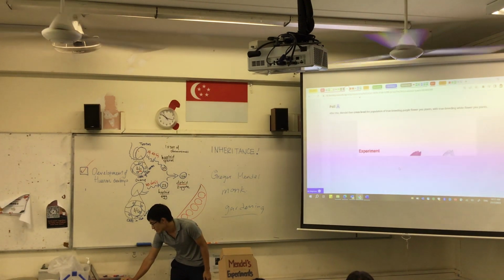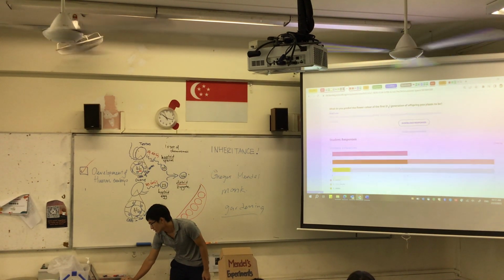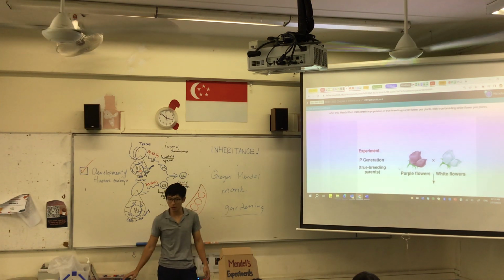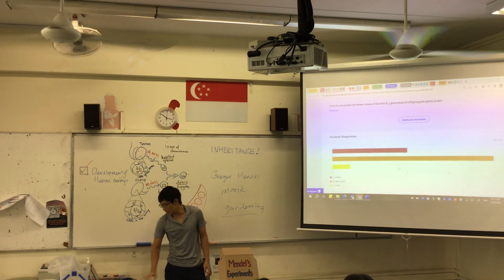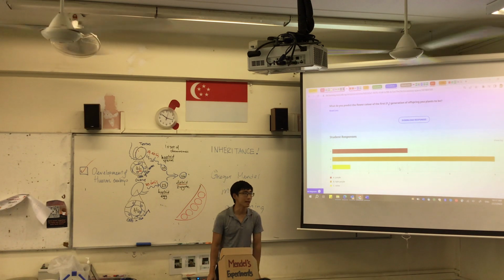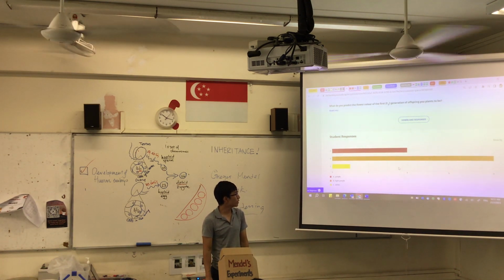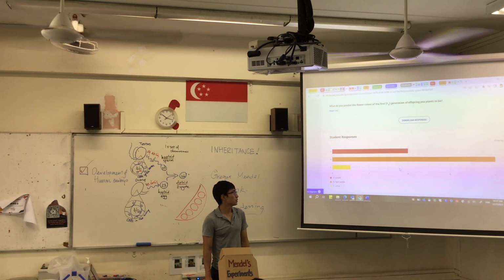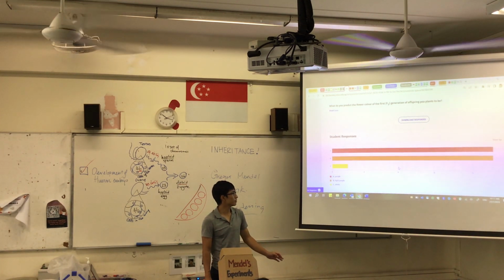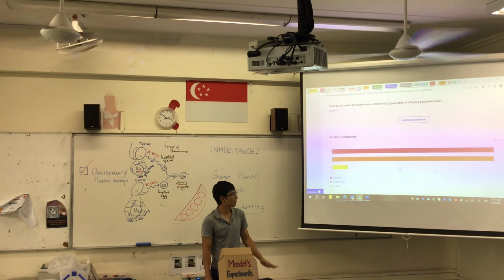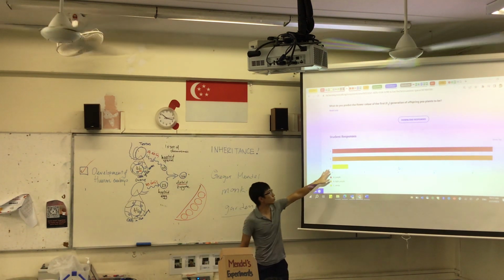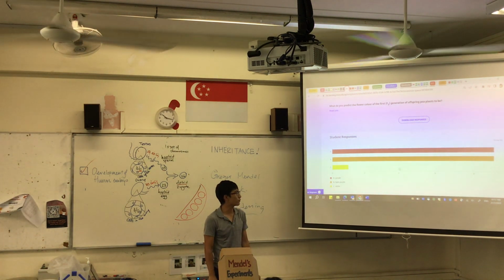Let's view the votes. Purple and white flowers. You bred them together. What do you think will rise? Okay, so we see many have chosen light purple. Then there's blue. Then suddenly purple kind of jumped up. Very few chose white. Very curious why very few chose white.